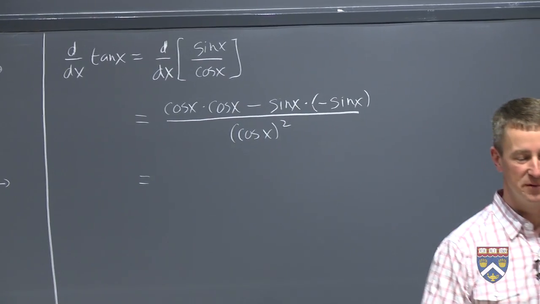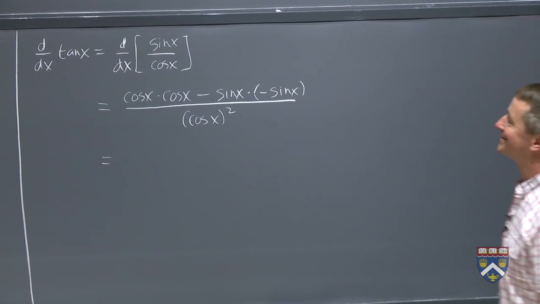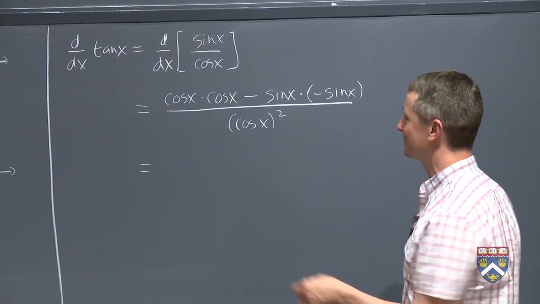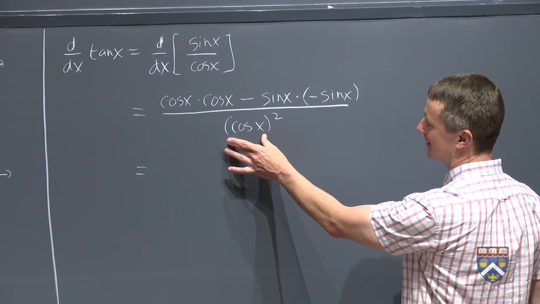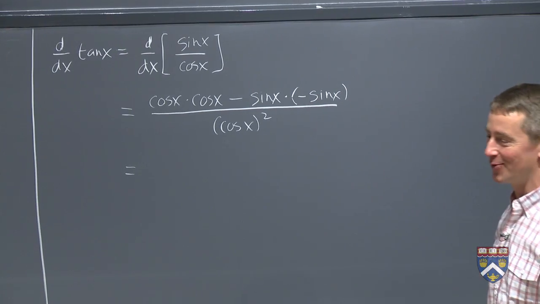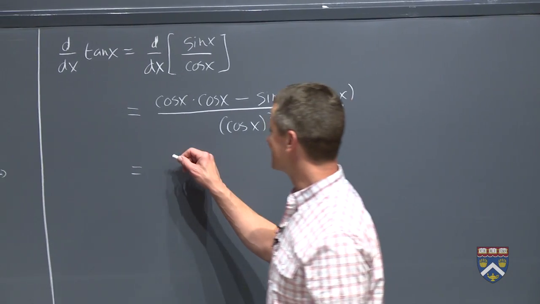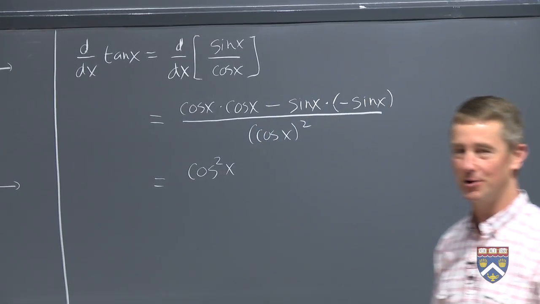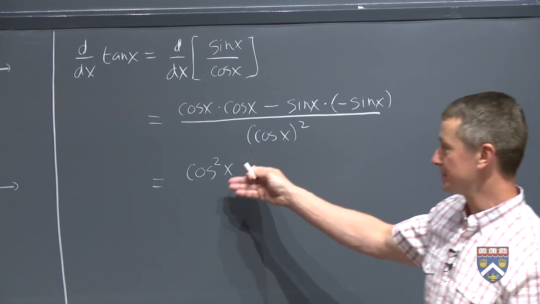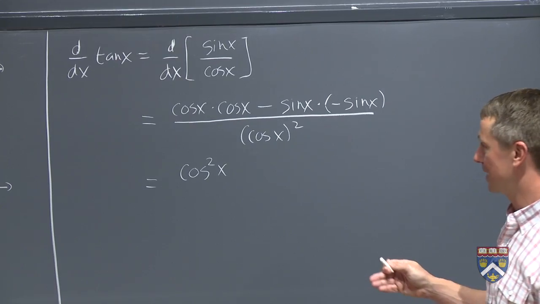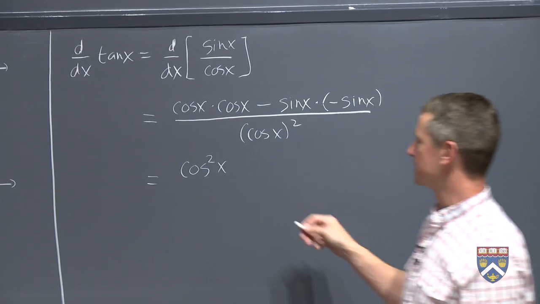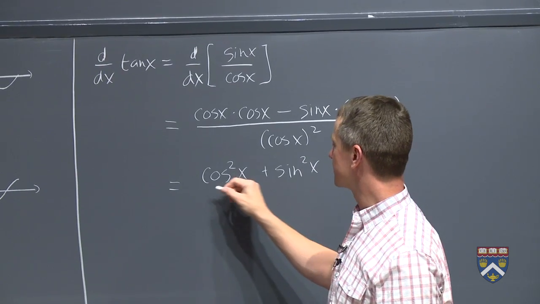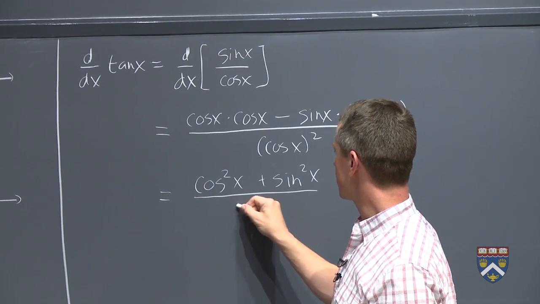Sure would be nice if this simplified, wouldn't it? So writing cosine of x times cosine of x, you can write it like this, but mathematicians really try to avoid parentheses whenever they can. So typically, they write that as cosine squared of x, right? That's what cosine squared of x means. It means cosine of x times cosine of x. Here we've got minus minus, which is plus, so sine squared of x. That numerator should look very familiar, all over cosine squared of x.